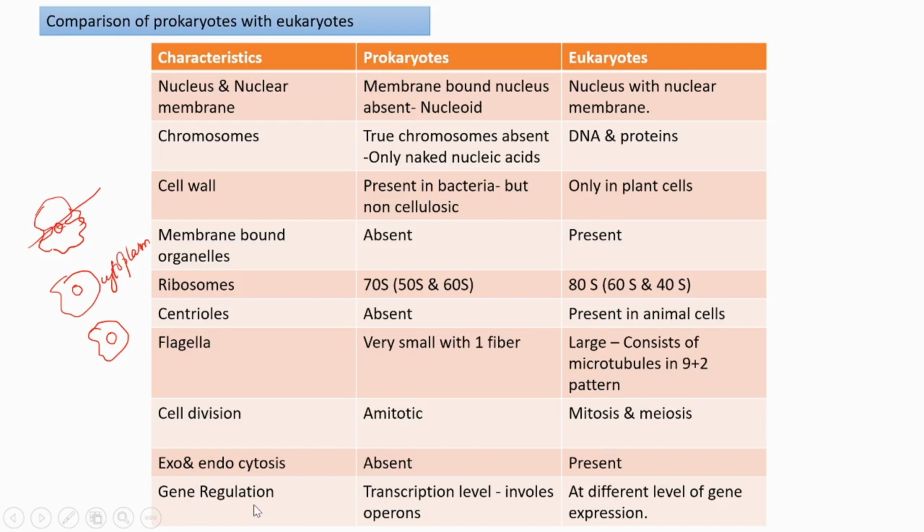Then gene regulation. In the case of prokaryote, gene regulation happens only at the level of transcription and with the help of operons. What are operons? I will teach you later. There are some methods of regulation, determining which gene needs to be expressed at a particular time. All that is determined by these operons. Then in the case of eukaryote, different levels of gene regulation are present, not only at the transcription level but also at the translation level.